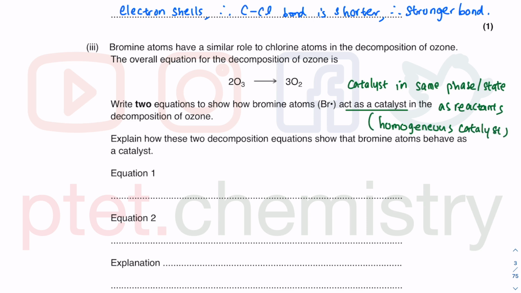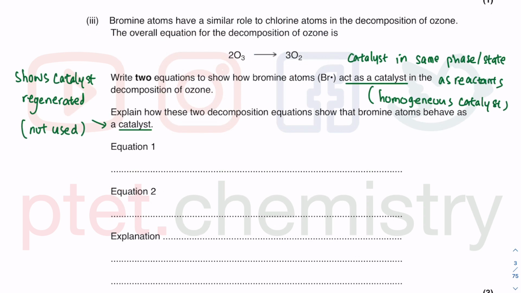The catalyst is in the same state as your reactants. These are atmospheric chemistry, to be honest. So how do these two decomposition equations show that it is behaving as a catalyst? A catalyst is regenerated. So you have to show that the catalyst gets regenerated, because a catalyst is not used up. It can get involved in the reaction. That is how it provides an alternative reaction pathway with a new lower activation energy, but it's not used up at all.